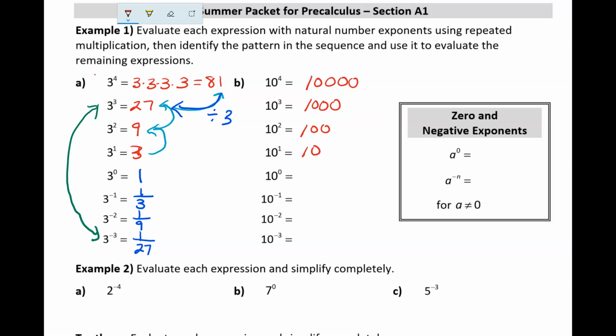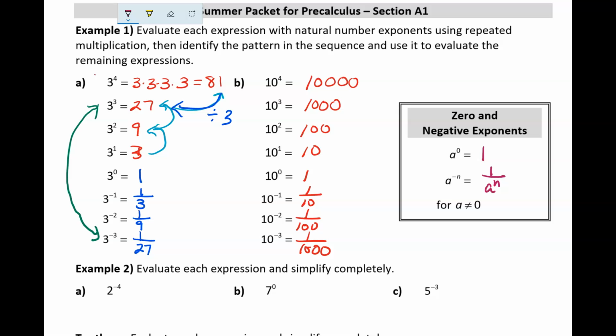If we want to continue using that same pattern, we'll divide by 10 to get the next number, which gives us 1. Divided by 10 is 1/10. Divided by 10 is 1/100th. Divided by 10 is 1/1,000th. So a couple things come out of this. That is that whenever we raise a number to the 0 power, it's equal to 1. And then when we raise a number to the negative n power, that's the same thing as 1 over the number to the positive n power. Those are all true for non-zero numbers, since we can't be dividing by 0.